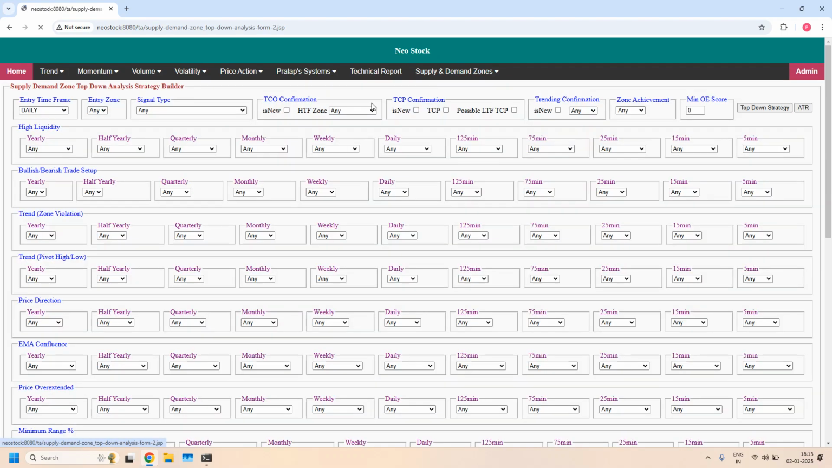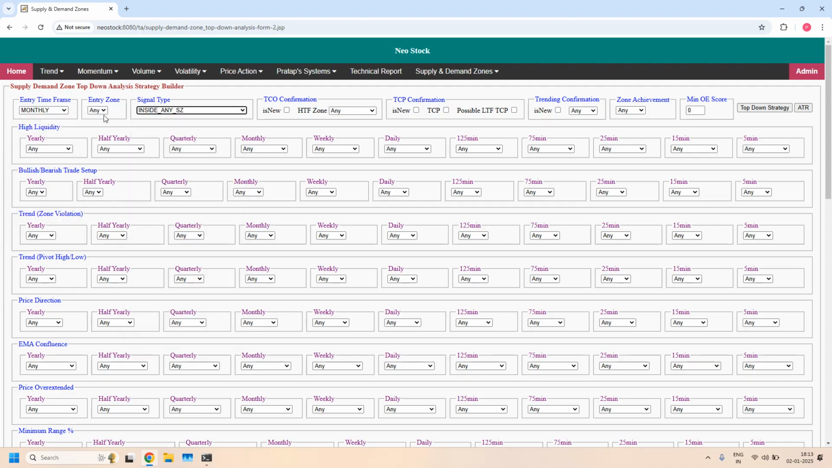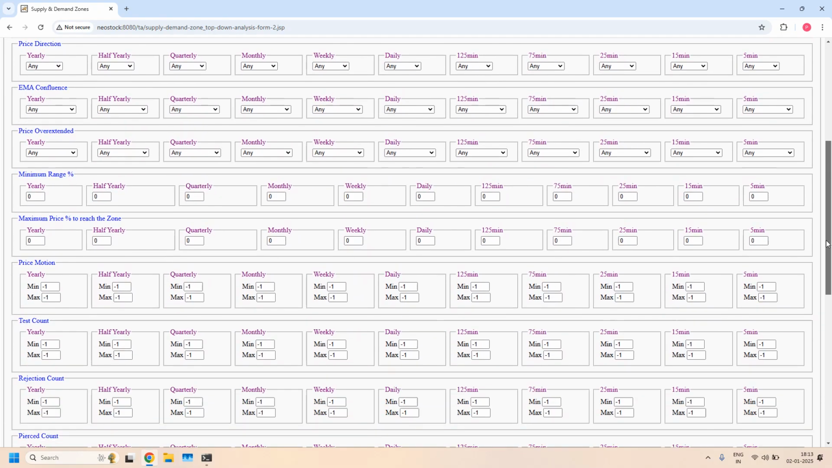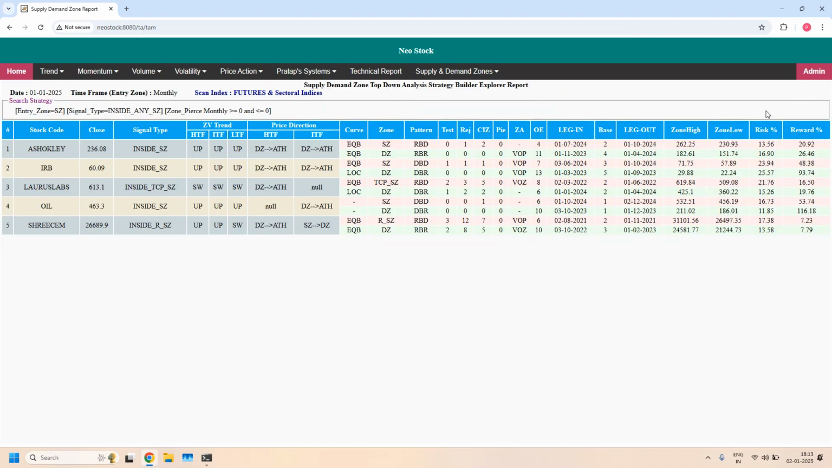Next, monthly time frame. Price closed inside the monthly supply zone. These monthly supply zones should not be pierced. So at pierced count, monthly time frame, minimum value 0, maximum value 0. Let's filter the stocks. We got 5 stocks. Currently price closed inside these 5 monthly supply zones.